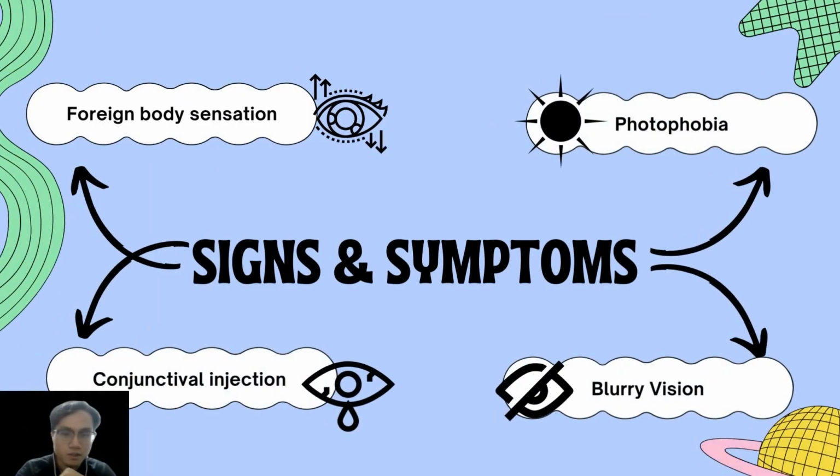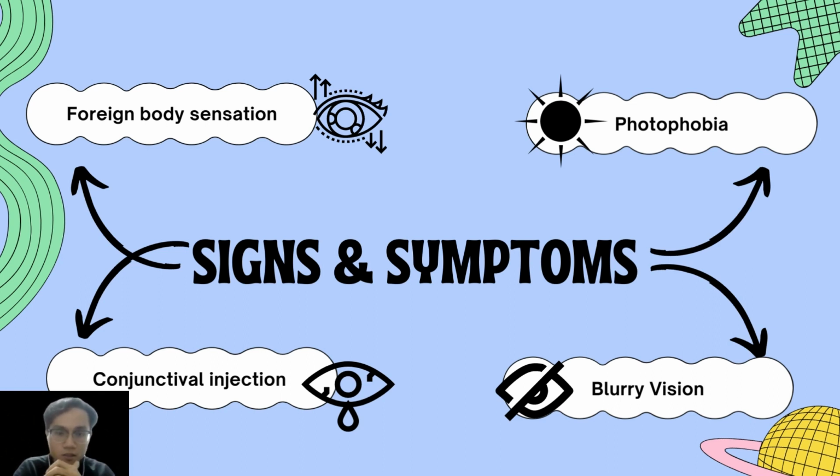Okay, the signs and symptoms of persistent epithelial defect. First, you will feel a foreign body sensation inside your eye, which will make you feel very uncomfortable. Next is conjunctival injection, which is basically the enlargement of the conjunctival blood vessels in your eye, which will cause your eye to be red.